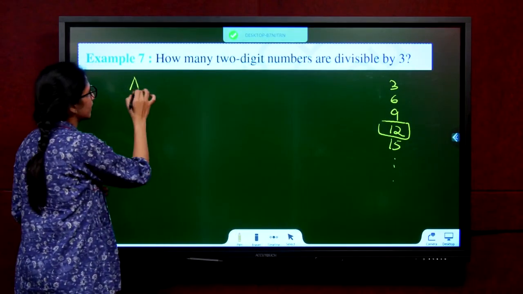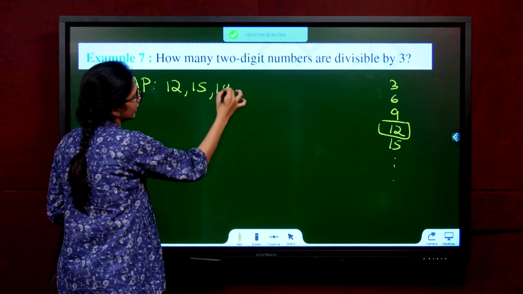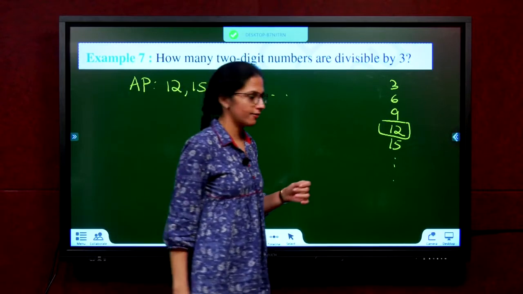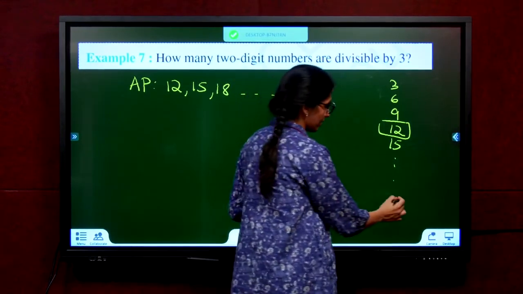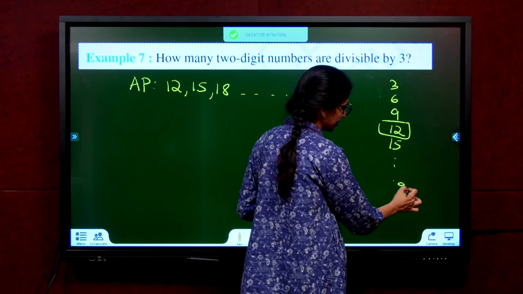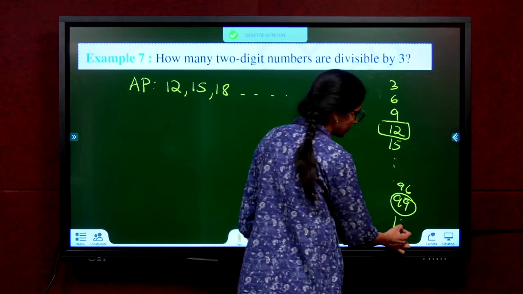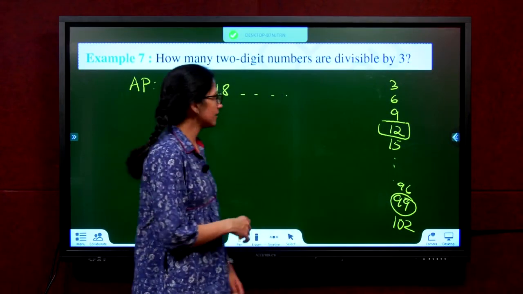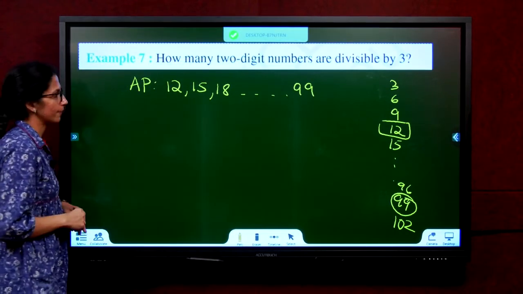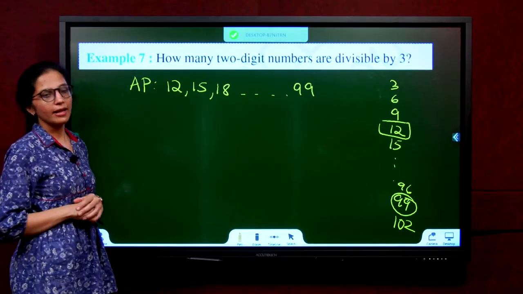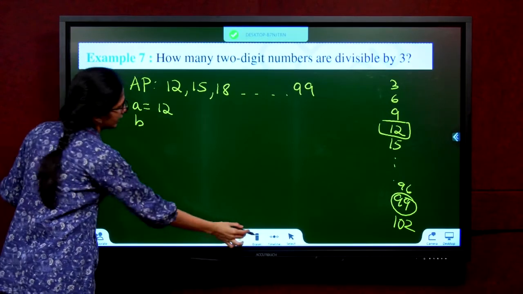So I can say my AP is starting with 12, 15, 18 and goes on until where? Which is the two-digit number that is divisible by 3? 99, 96. So the last two-digit number possible is 99. After 99, you will get 102. So 99 is the last two-digit number possible that you can divide with 3. So now we have got the AP. What is A? 12. What is D?